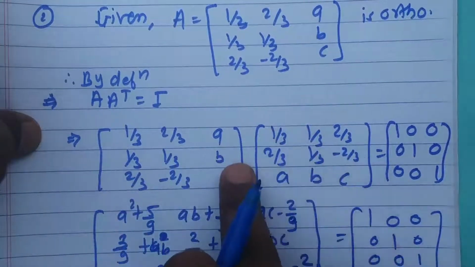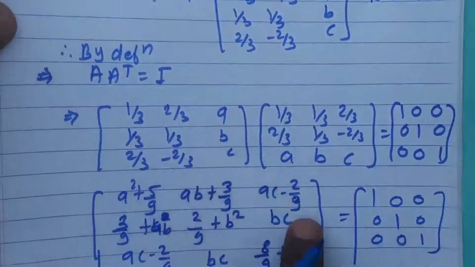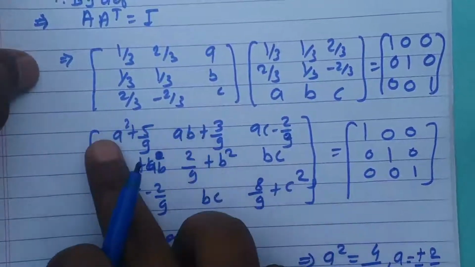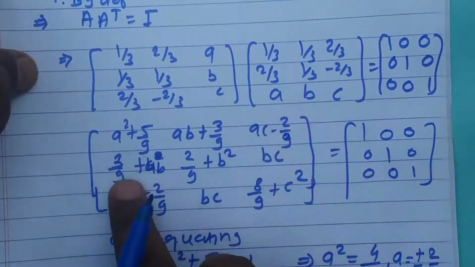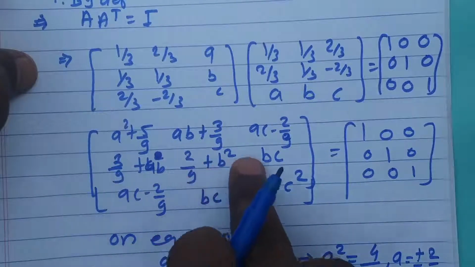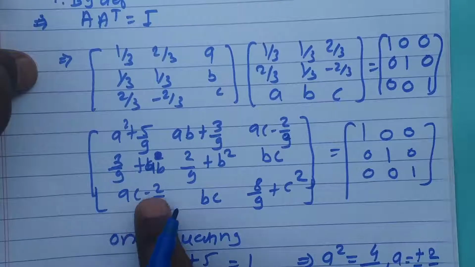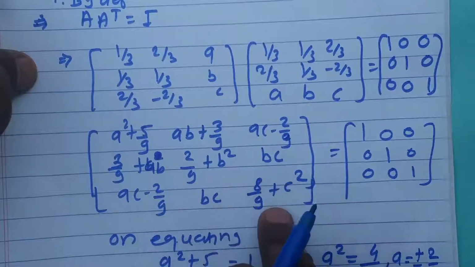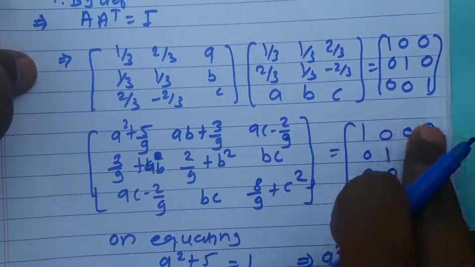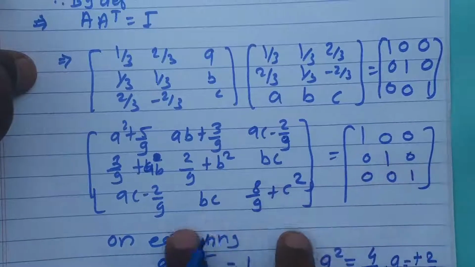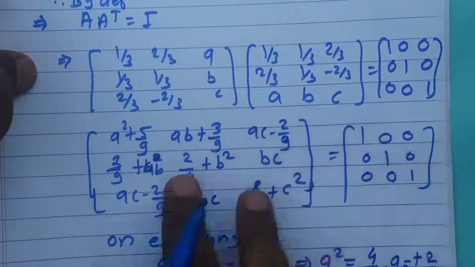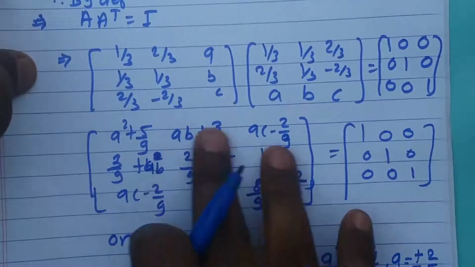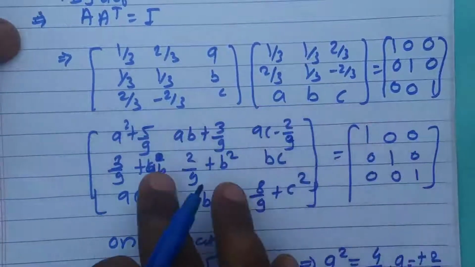Now do the multiplication of these two matrices, and we'll get this matrix: a square plus 5 by 9, ab plus 3 by 9, ac minus 2 by 9; 3 by 9 plus ab, 2 by 9 plus b square, bc; ac minus 2 by 9, b into c, 8 by 9 plus c square; equal to 1 0 0, 0 1 0, 0 0 1. So this is a matrix, and it is equal to this matrix. So we can equate the entries of the matrices. There you will get 9 equations, but we don't need all 9 equations.